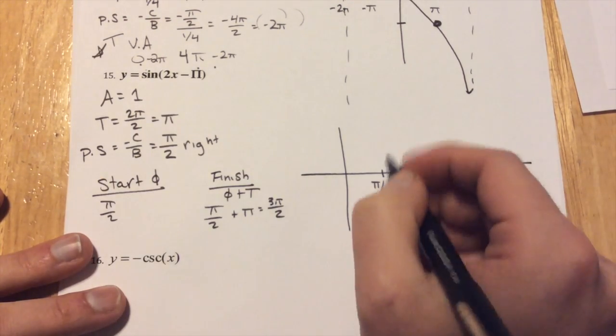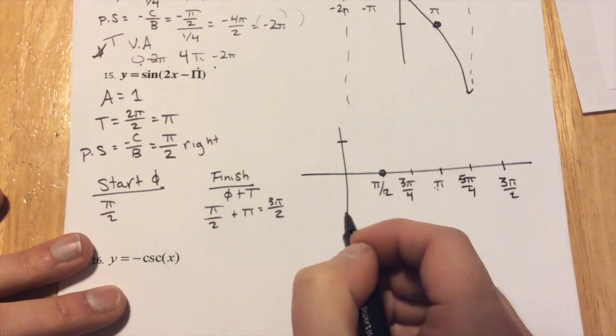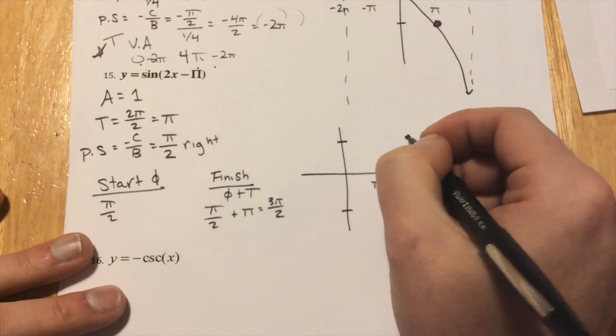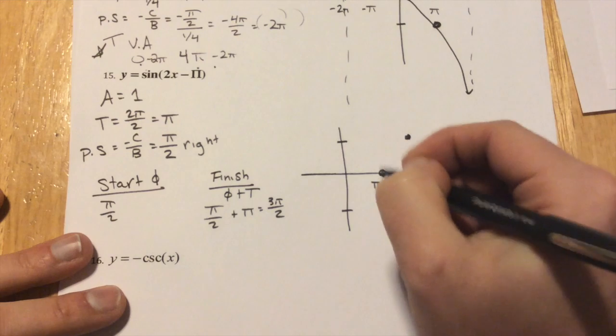Sine starts at the origin, so we're going to start at 0. Our amplitude is 1, so we go up or down 1. So at 3 pi over 4, I go up, then down, and back up.